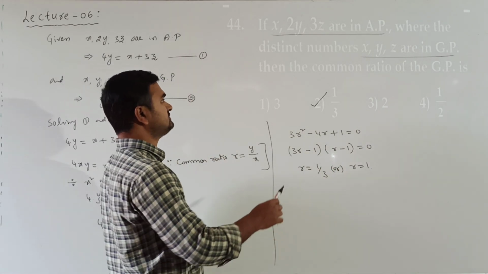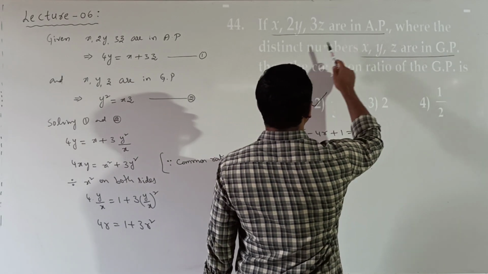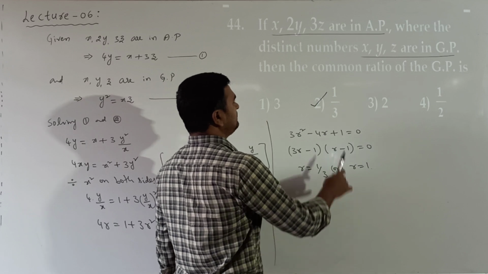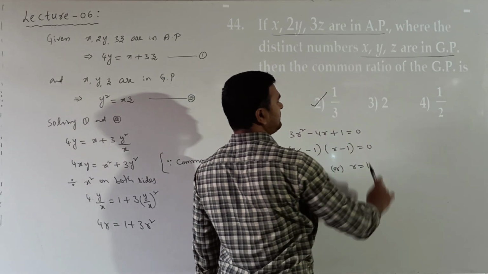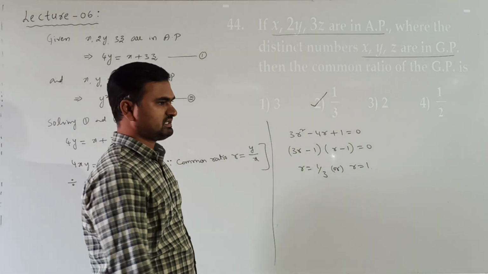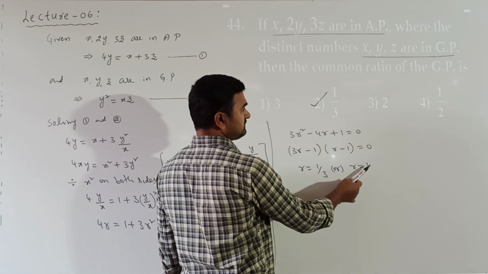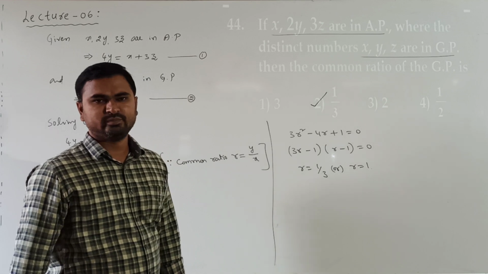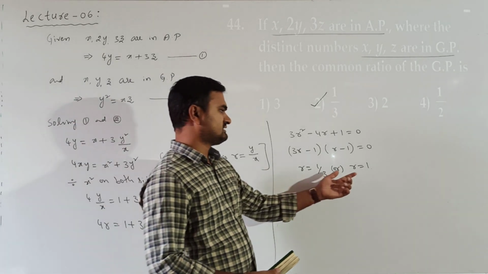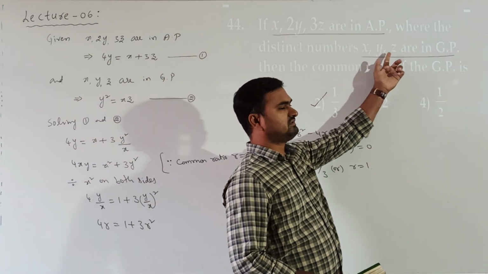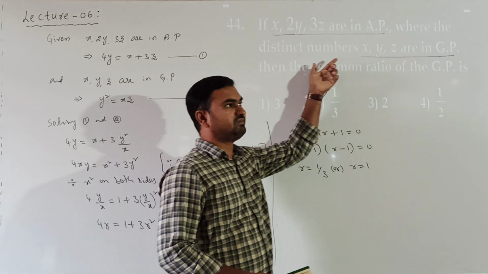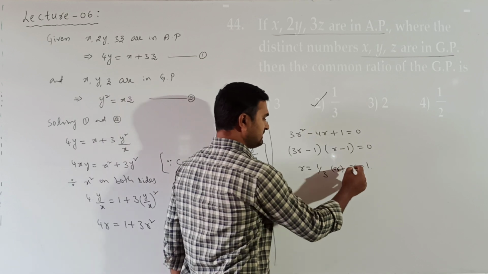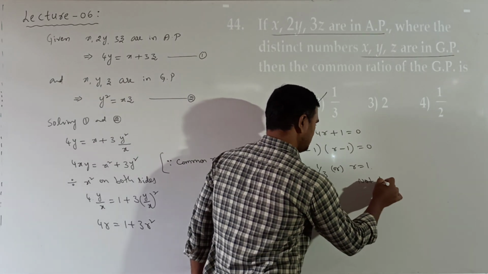Why? Because observe, the distinct numbers x, y, z are in GP. If these numbers are distinct, can you take r equal to 1? Suppose r is 1, then all three terms will be equal. r is 1 means x, y, z values are all equal, but they have given that they are distinct. So distinct numbers means r cannot be 1. So this is not possible.